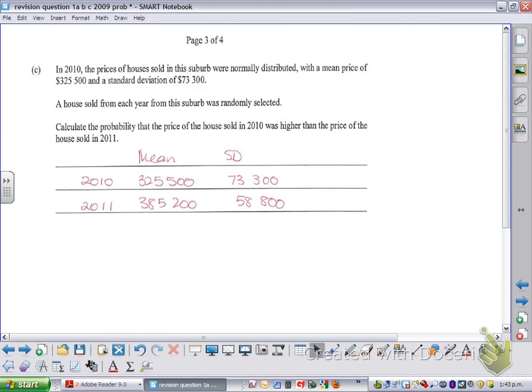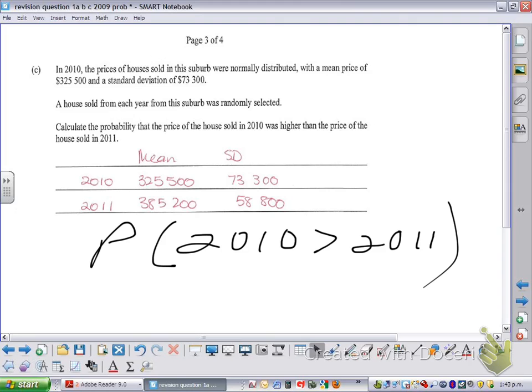Now, we know that we have to look at the probability that 2010 is greater than 2011. Okay, so we know that. And basically then that means that we're looking for the probability that the difference between those two has got to be greater than 0. Okay, so we have to establish that's what we're doing and that's where we're going.